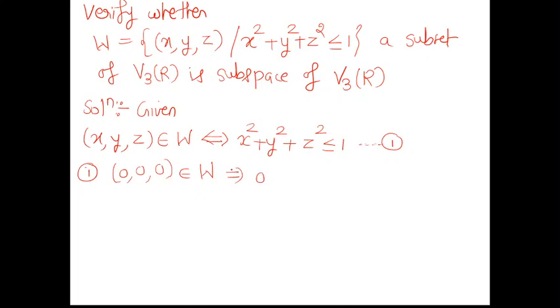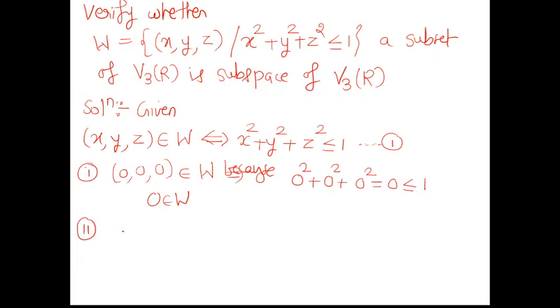Because if I take the square of each component, 0 square, 0 square, and 0 square, and add them, it comes out to be 0, and this 0 is obviously less than or equal to 1. That's why 0 belongs to W. So the first condition gets satisfied. Let's go for the second condition.